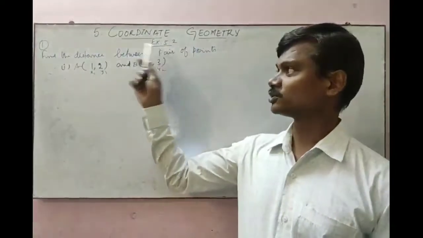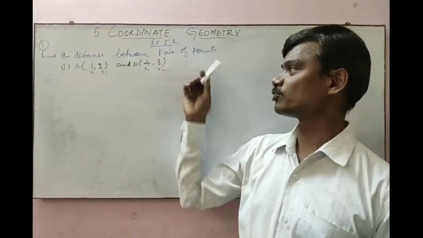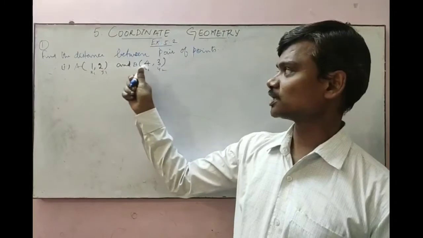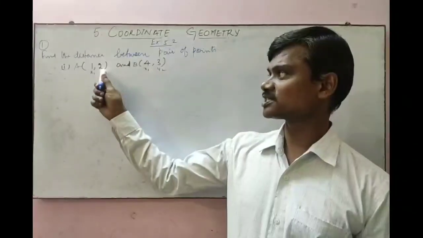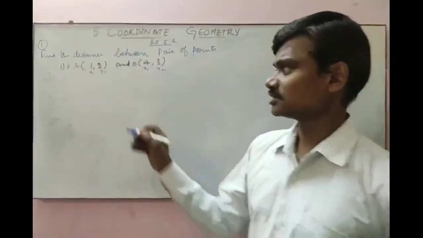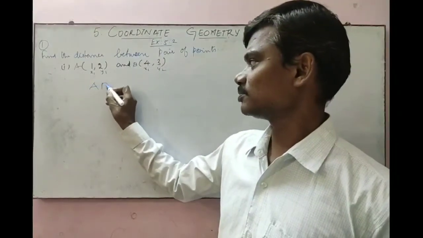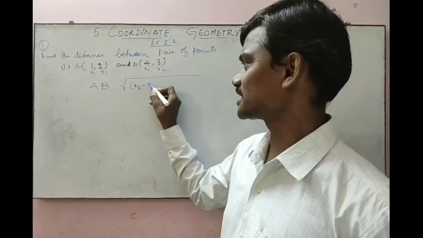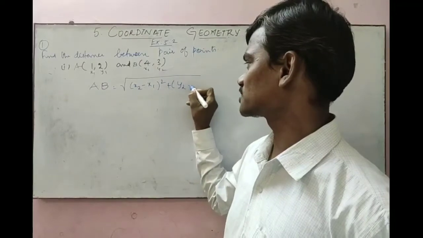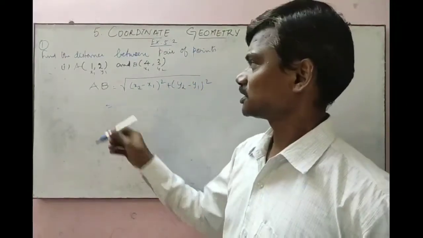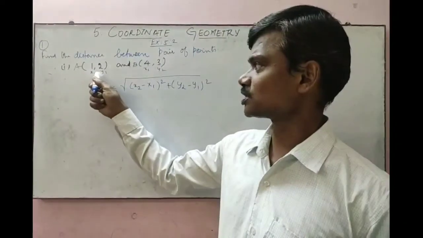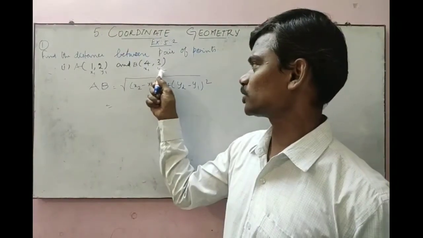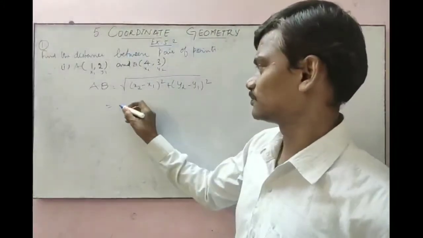In the exercise 5.2, the first sum is find the distance between the pair of points. Here we have 4 sums. In that the first sum is 1, 2 and 4, 3. I am going to assume this point as A and second point as B. So the distance between those 2 points AB equal to, you know the formula, that is root of x2 minus x1 whole square plus y2 minus y1 whole square. Here I am going to name these points as x1, y1. So this is x coordinate and this y coordinate, x1, y1. Then second one is x2, y2. Use the values straight away here.